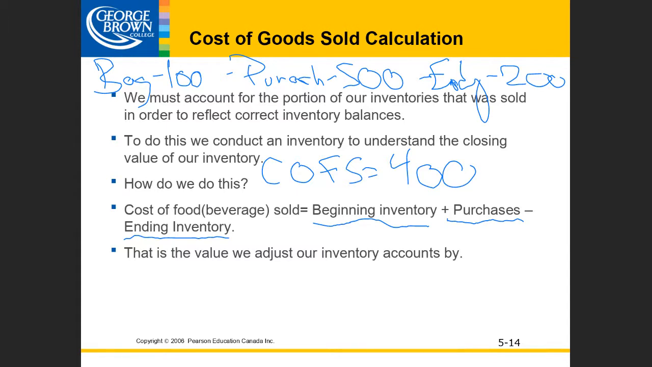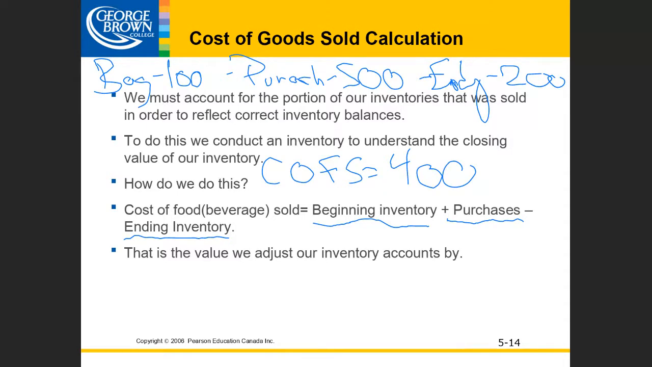If you didn't have a beginning inventory or the question didn't state it, like the previous example, you just take your purchases and subtract the ending inventory. Okay, from the previous example, we purchased $800 worth of supplies, and we had $200 worth of supplies at the end, which gave us a supplies expense of, I think it was $600.